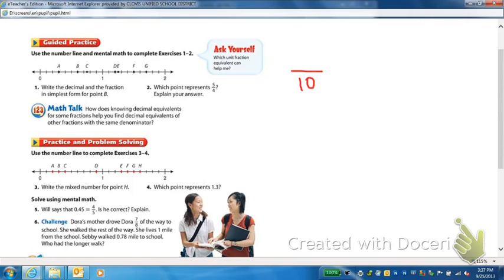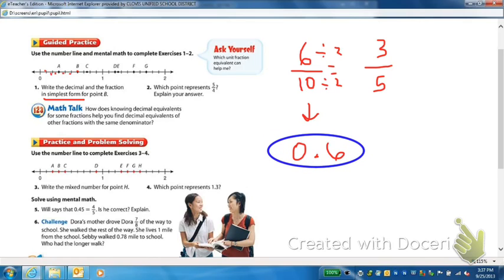And 1, 2, 3, 4, 5, 6. B is the 6th line. So as a fraction it is 6/10, but it says simplest form. So reducing 6/10, we're going to get 3/5. And 6/10 as a decimal is 0.6. So your answer for number 1 would be, the decimal is 0.6 and the fraction is 3/5.